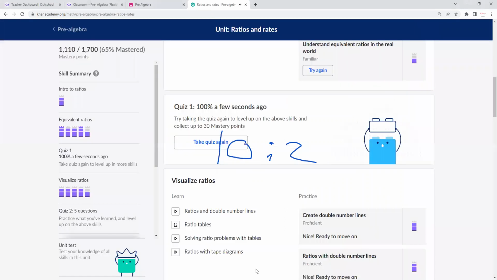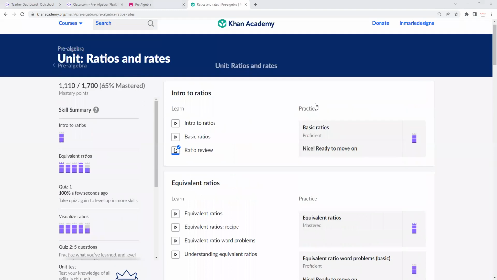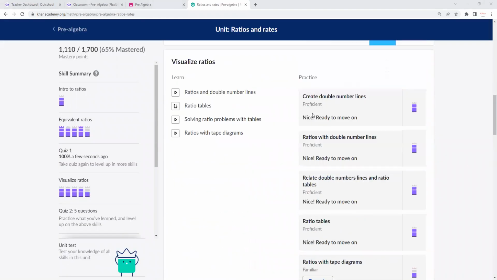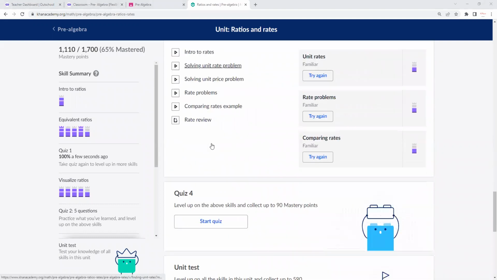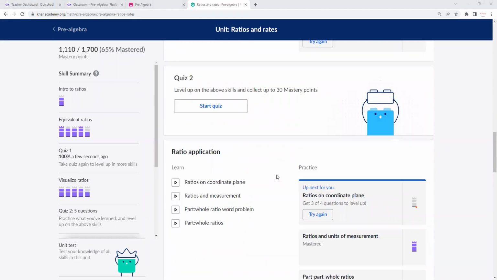So that's the first quiz. When you do these quizzes, it's like a review of all of those. Okay, so these are the visualized ratios, and then we have the last. So there's 4 quizzes here total. Let's try the next one.